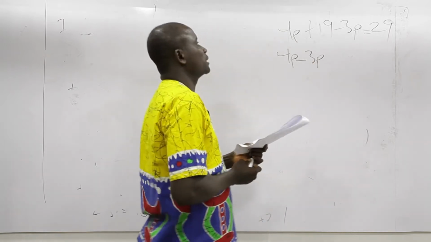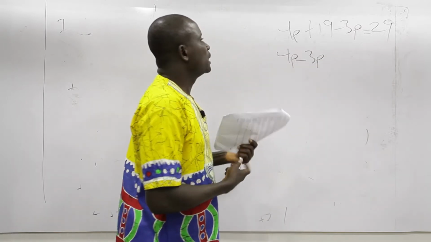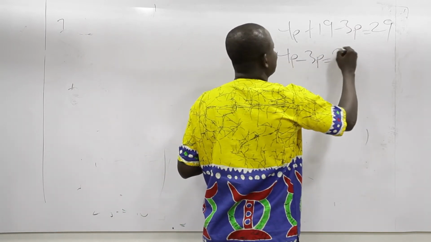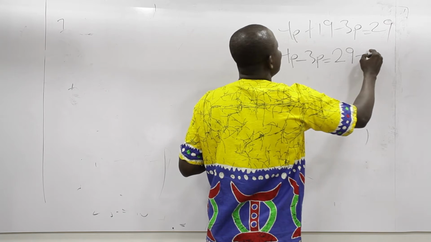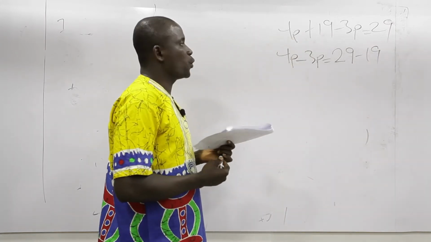Why am I doing that? Because the 4p contains p. This one also contains p. And then we are grouping the like terms, that is, the numbers which are not bearing the p. You bring them on the other side of the equation.